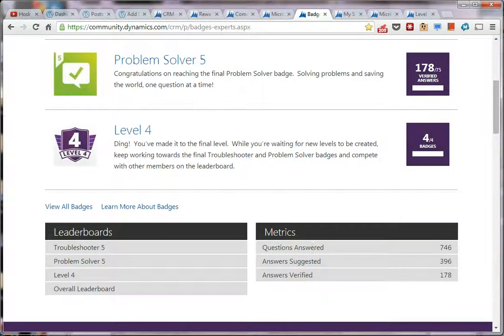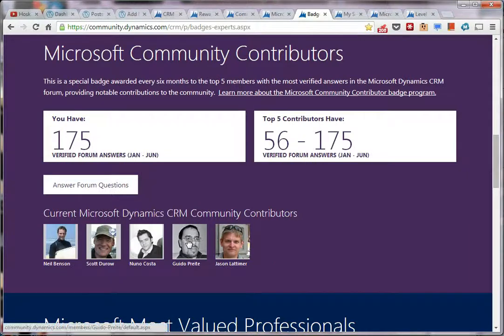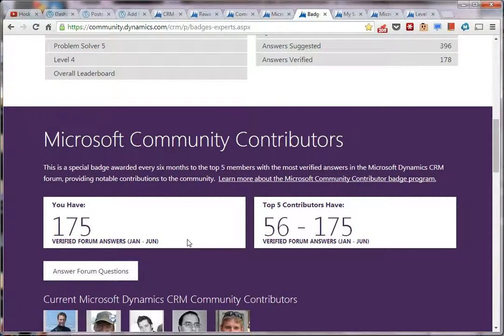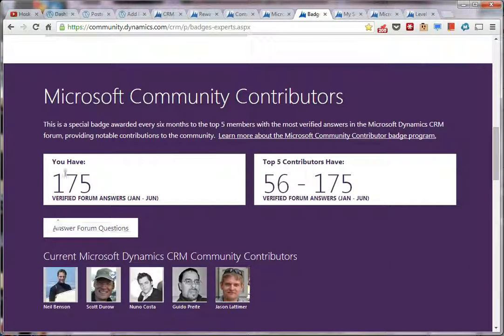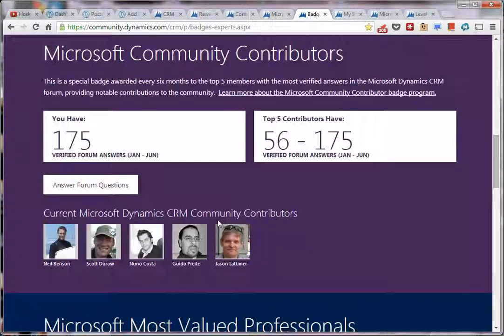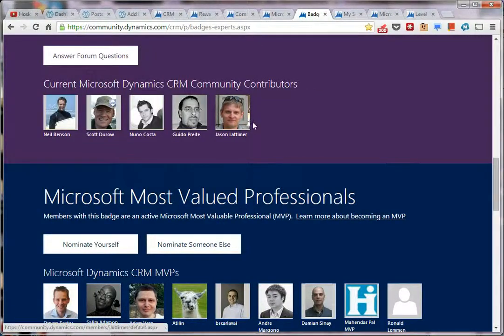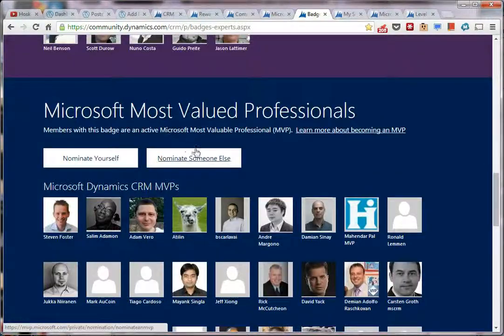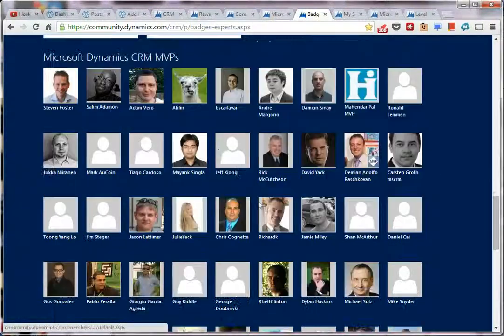These are like your totals. You've got the answers, suggested answers and verified answers. And you keep scrolling down, there's more bits of information hidden away. So this is for the MCC, you need to be in the top 5 to get that. And this is the last people who achieved that. And then you go right at the bottom and you can see a list of all the MVPs for CRM.